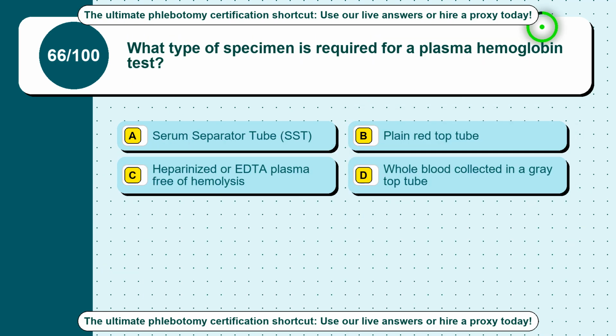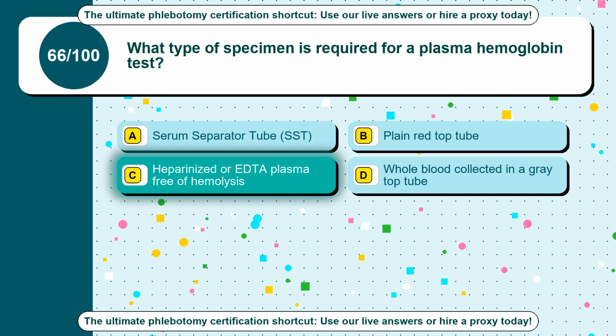Question 66. What type of specimen is required for a plasma hemoglobin test? Option A, serum separator tube, SST. Option B, plain red top tube. Option C, heparinized or EDTA plasma free of hemolysis. Option D, whole blood collected in a gray top tube.